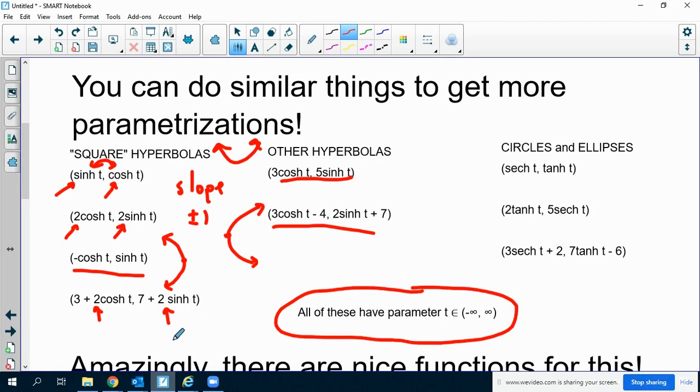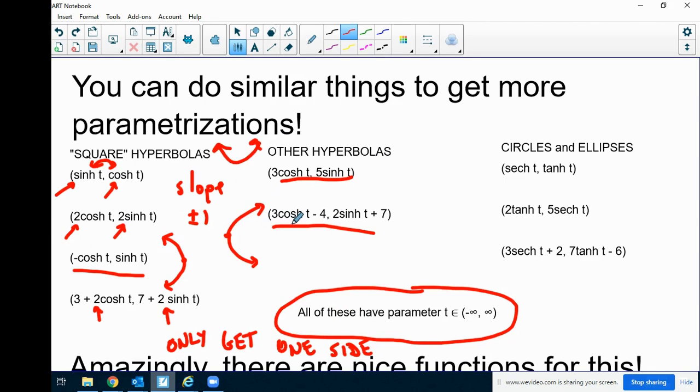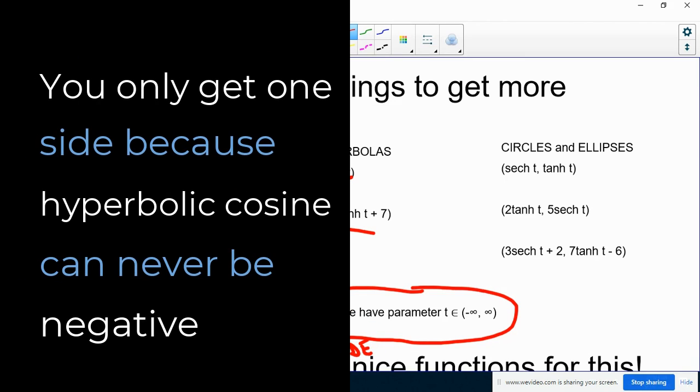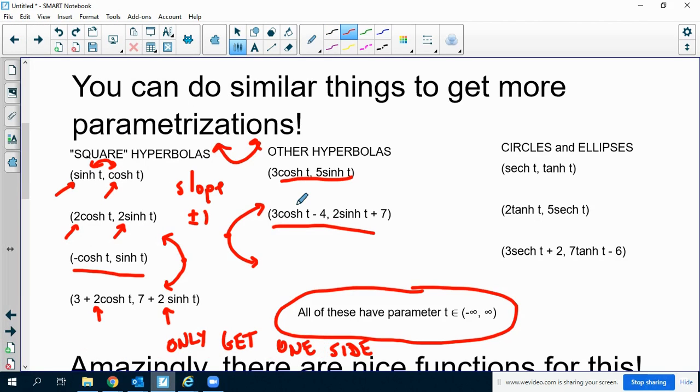And also notice you only get one side of the hyperbola in these parameterizations, which is a little strange, because when we were using the trig functions, we were getting the full hyperbola and stuff like that. But one of the reasons why we may want to use and learn these functions is that they have real practical applications.